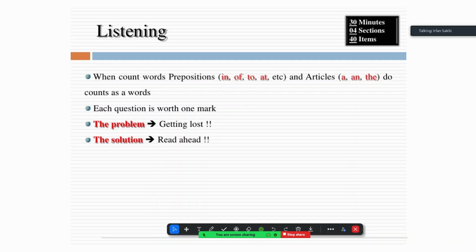So the first problem that we face in listening is that we get lost. The basic problem is getting lost because we cannot focus properly. We lose concentration. So the solution for that is we will read the questions before the listening audio starts.